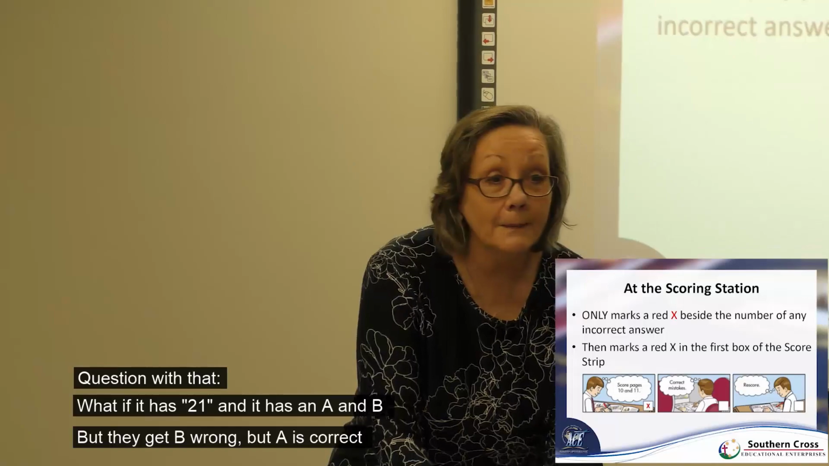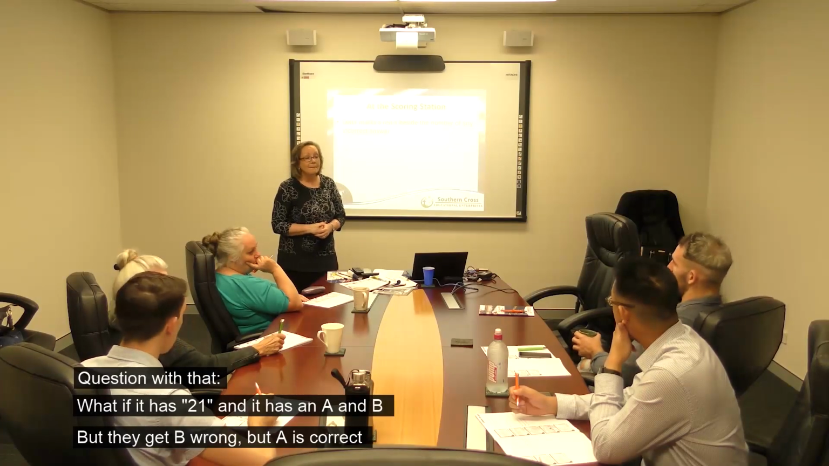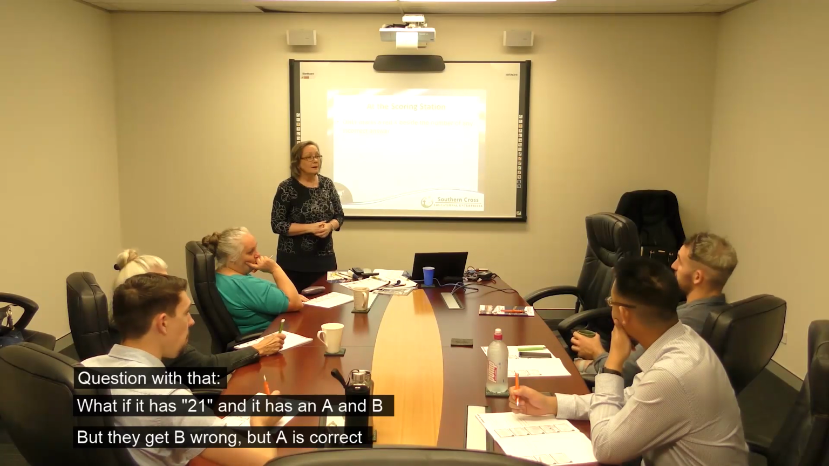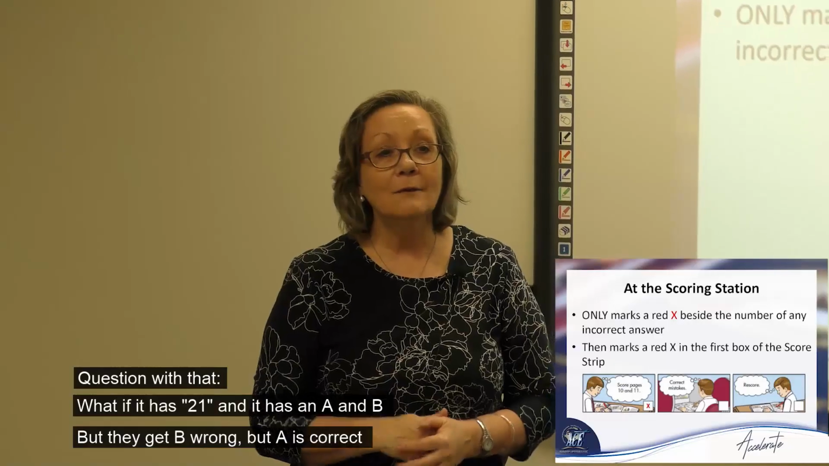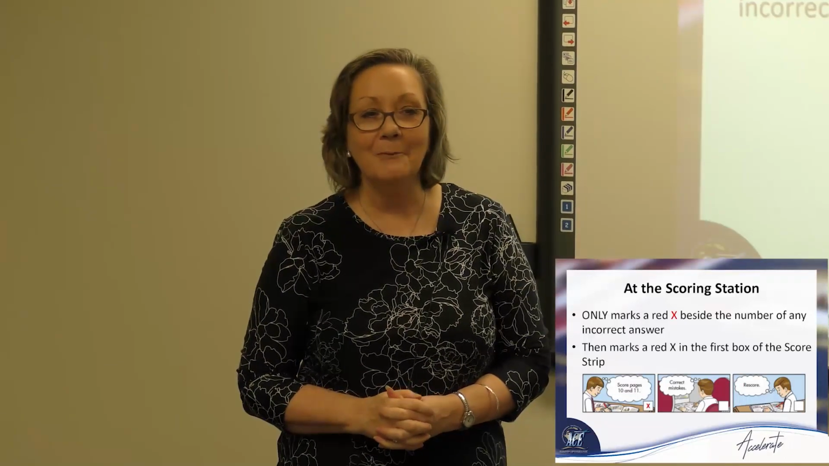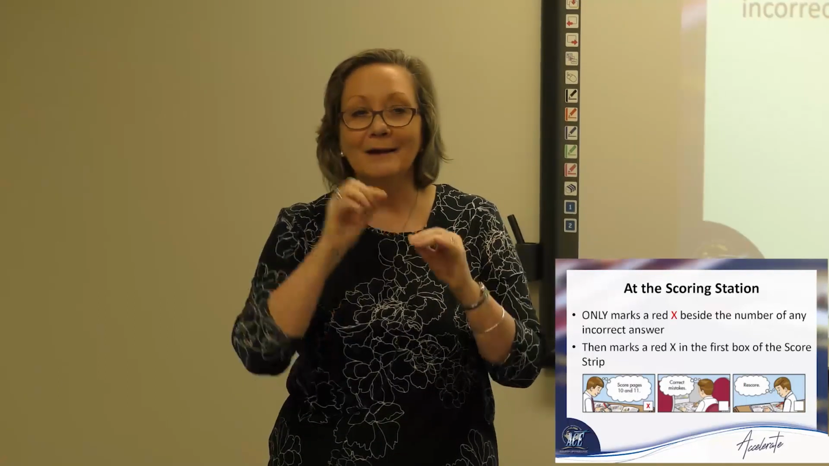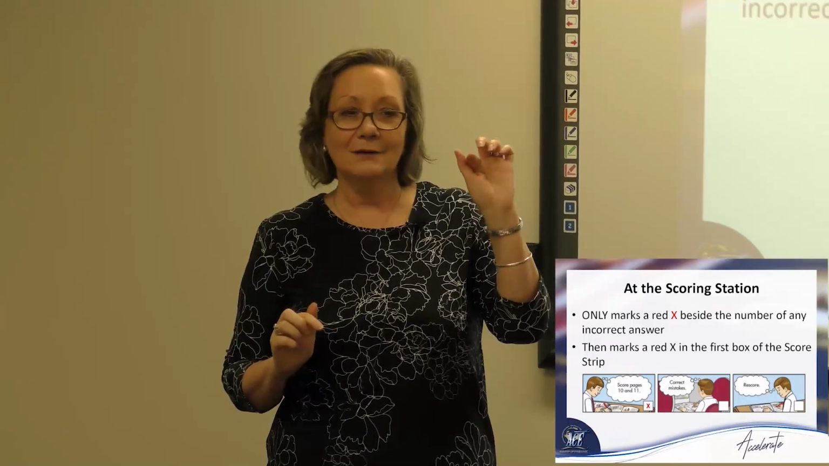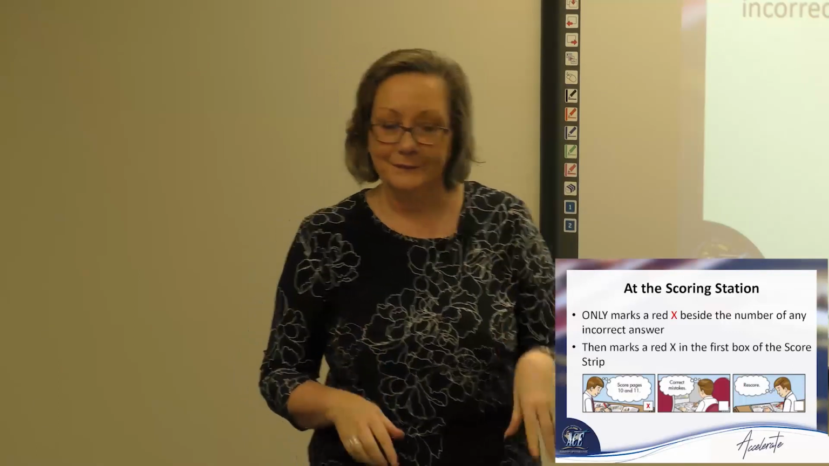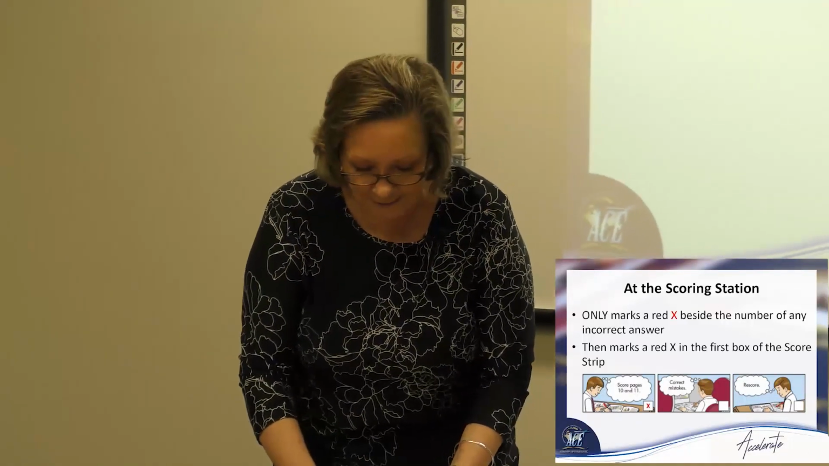Question with that. What if it's like a 21 and then it's got like an A and a B, and they get B wrong? A is correct, but B is wrong. What is the question number? Is the A or B the question number, or is the number the question number? Yeah, so if it's 21, A and B, 21 is the question. Okay. Yep. Cool. So let me just see if I have an example.